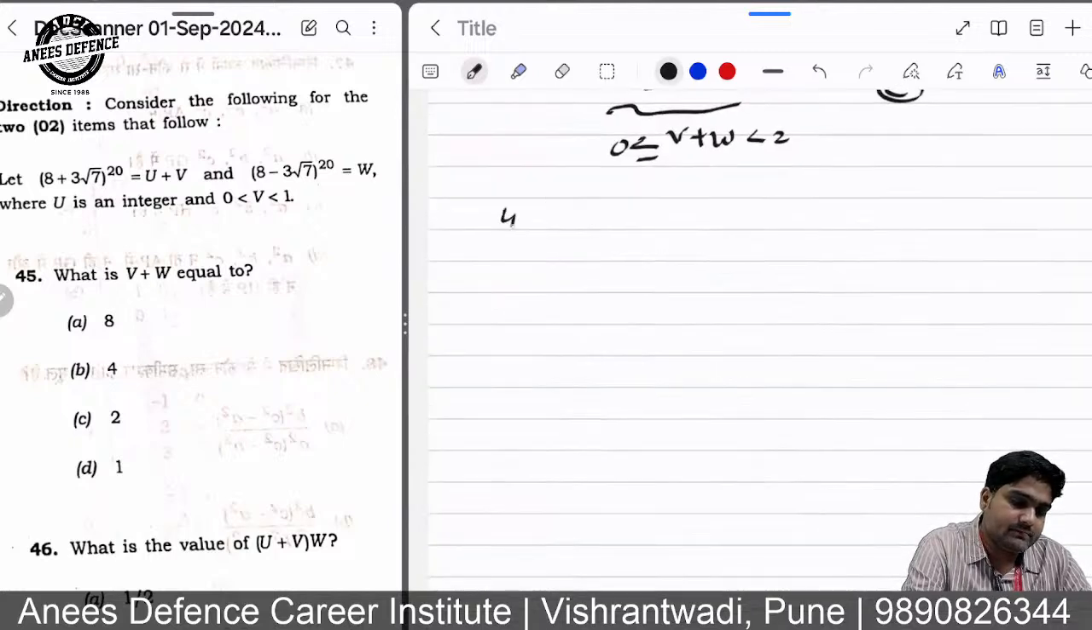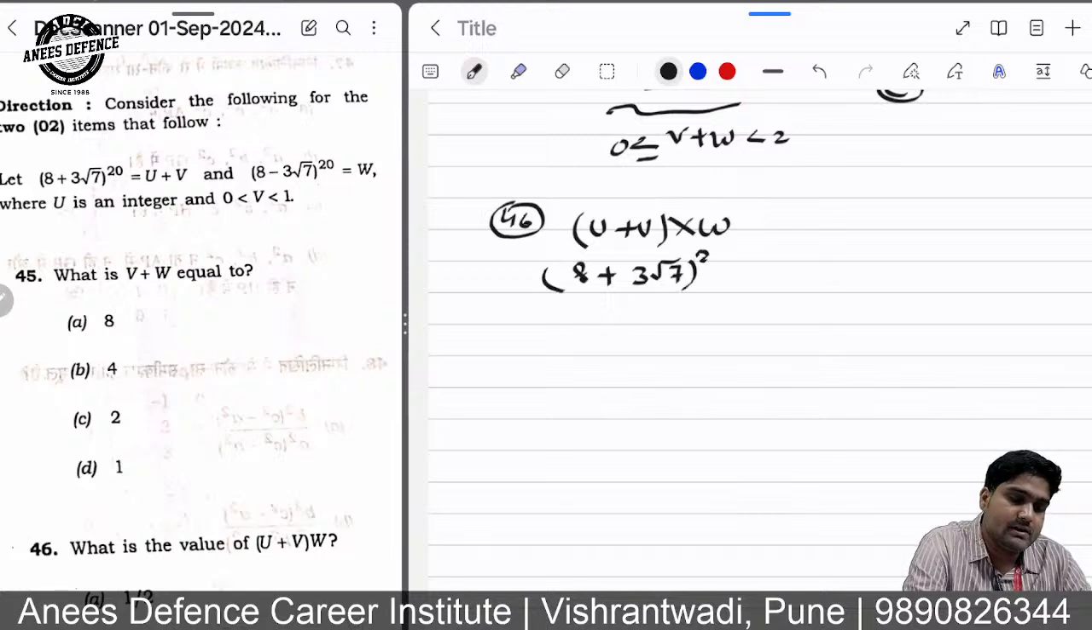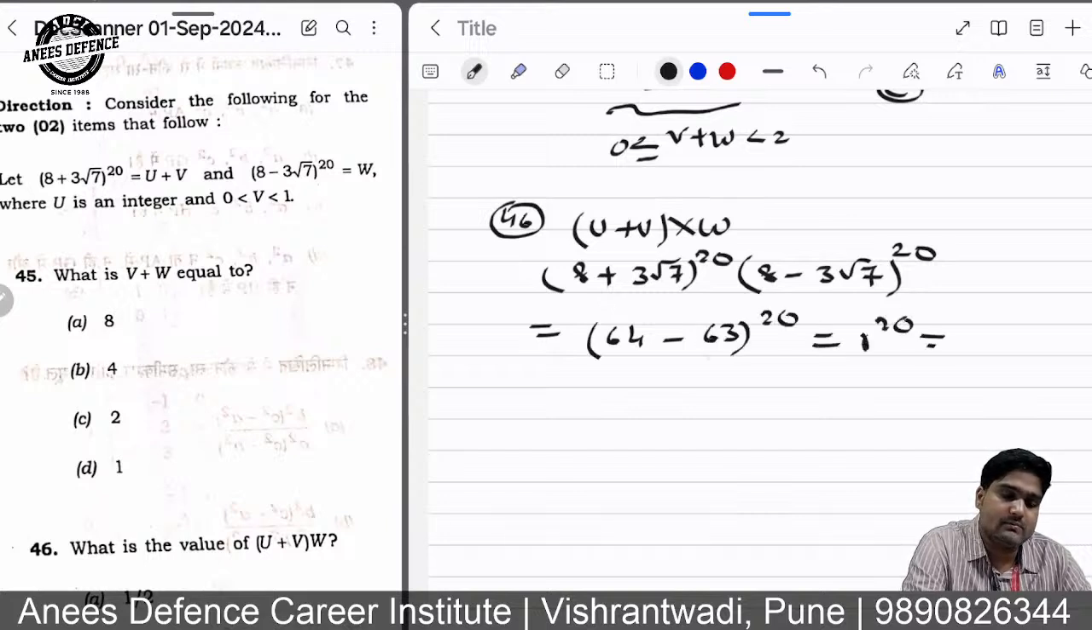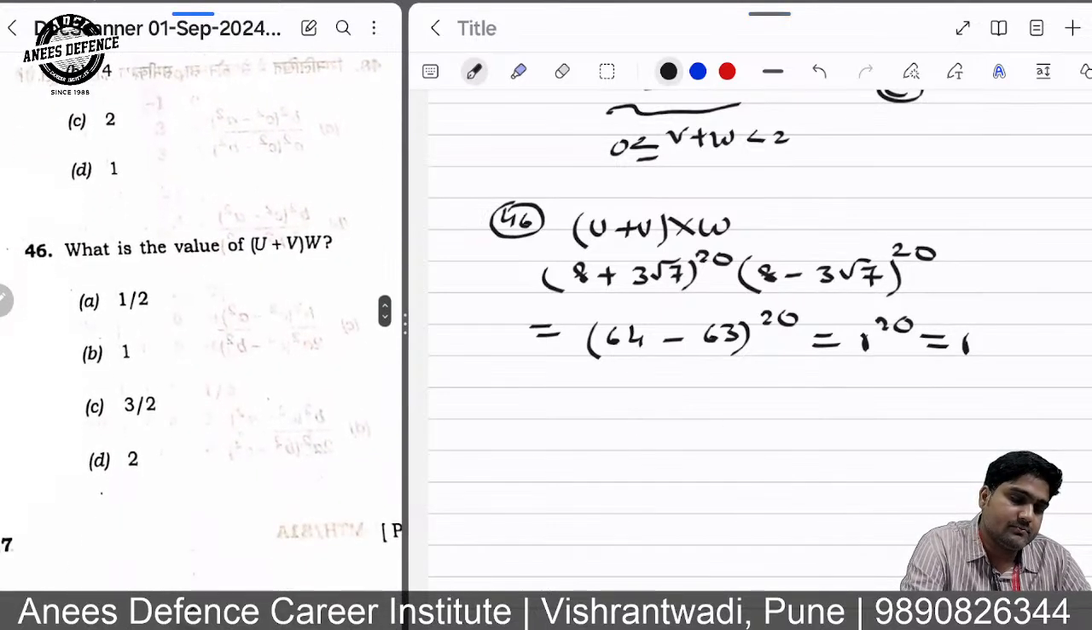Next, 46. We need to calculate (u plus v) times w. So u plus v is (8 plus 3 root 7) raised to power 20, and w is (8 minus 3 root 7) raised to power 20. Here the power is the same, so apply the exponent rule. Now (a plus b)(a minus b) is a square minus b square, so a square is 64 and the square of 3 root 7 is 63. So it is 1 raised to power 20, so the final answer is 1. So the answer for 46 is option B.